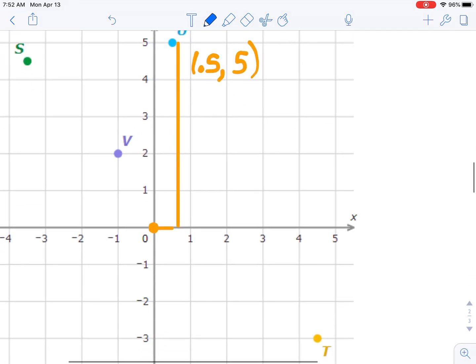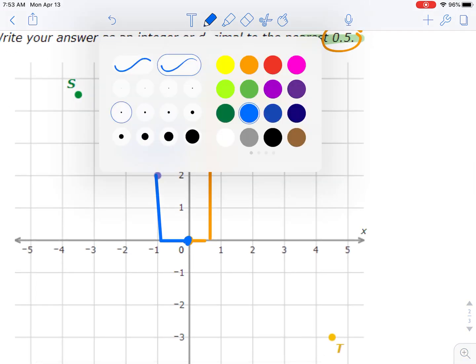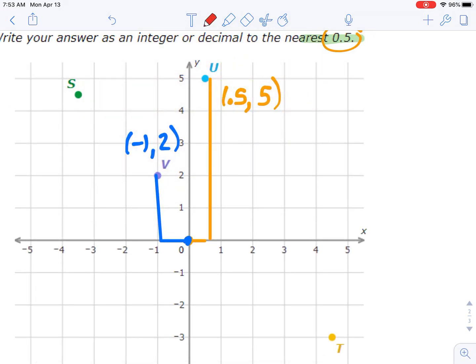Our v is in quadrant 2. We start at 0, and we went left 1, so our x is -1, and then we went up 2, so our y is 2. All right, our s, starting at 0, we went 1, 2, 3, and a little bit, or 3.5, so -3.5. And how much did we go up? We went 1, 2, 3, 4, and some more, so +4.5.